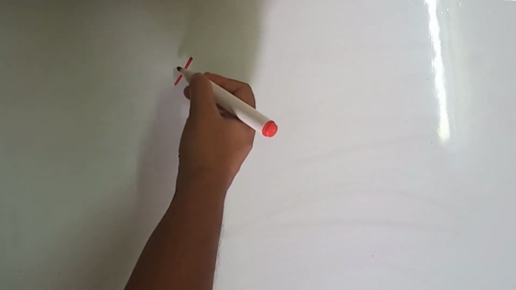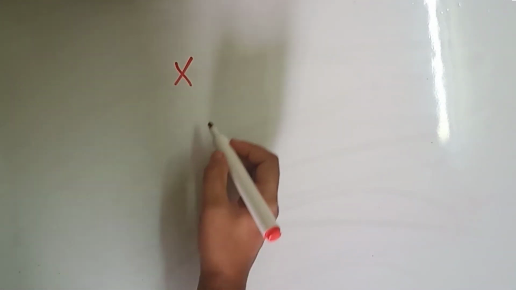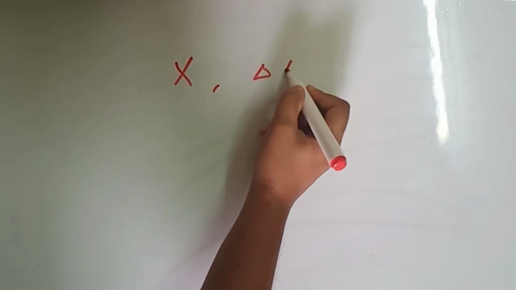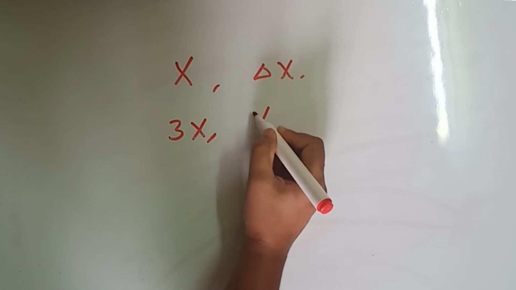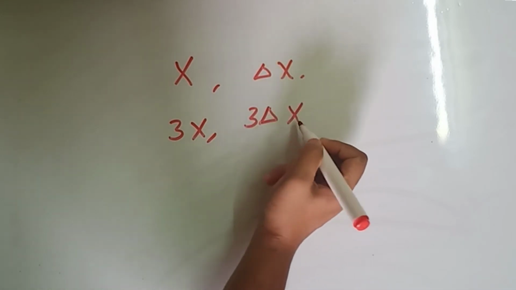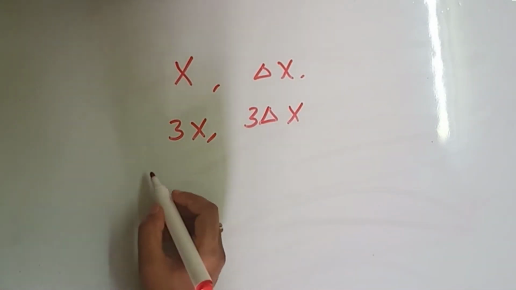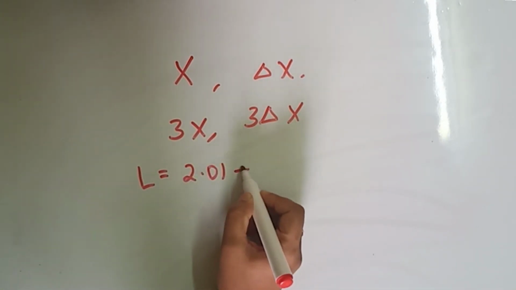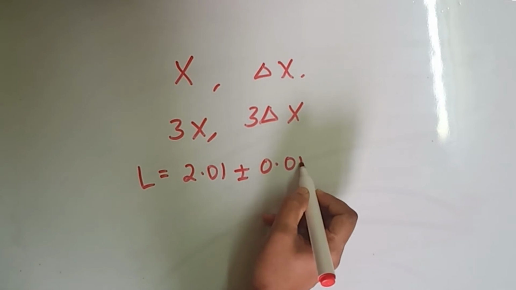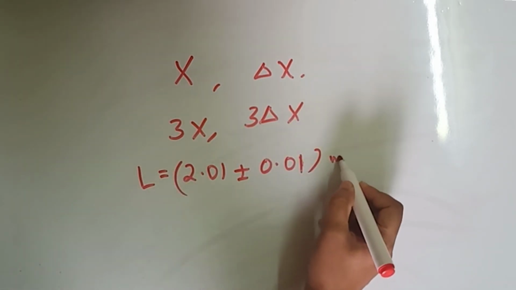Now there is one small sub result of the rule 1. Okay, so result is, suppose I have a quantity x and then its error, absolute error is delta x. If I multiply it with a constant, say 3, then its absolute error also has to be multiplied with the same constant. This is actually derived from our first rule only, that if you add, you will have to add in the absolute error also.